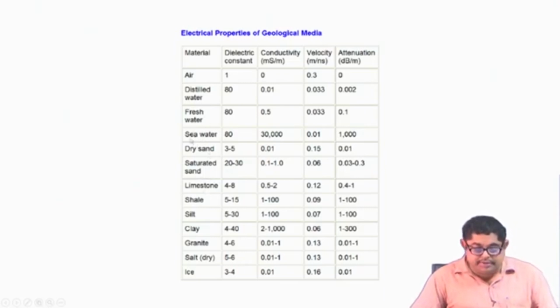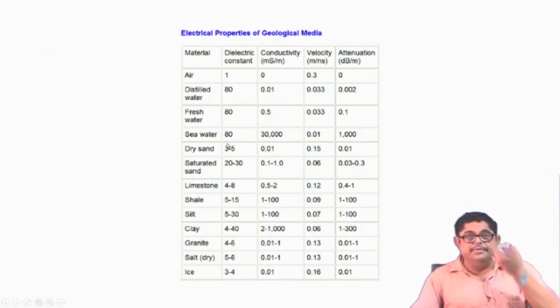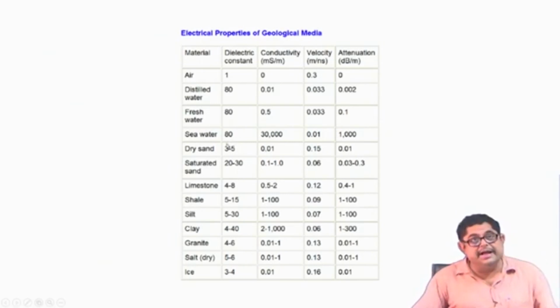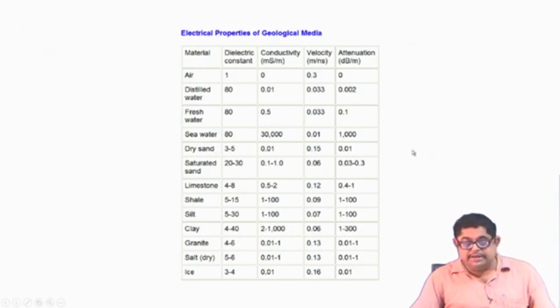The ground is 4, 5, 6, but if any water mix is there, then the ground penetrating radar can detect it well.